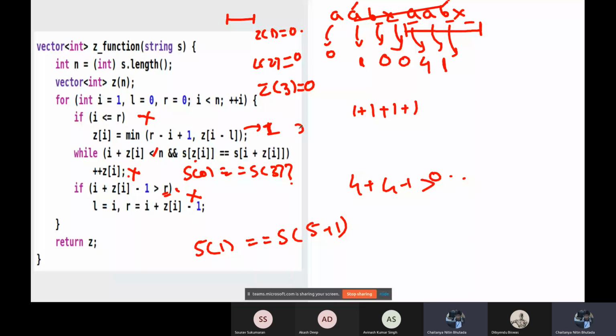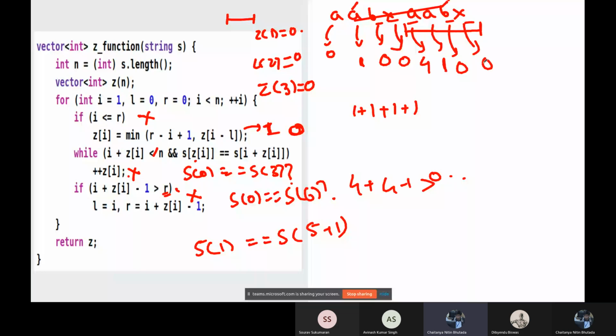Here we initialize it with 0. Now we check B. S of 0 equal to S of 7, I guess 6, or not, which is not the case. So we directly put 0, and this is also not changed. Here we directly put 0 in a similar way.